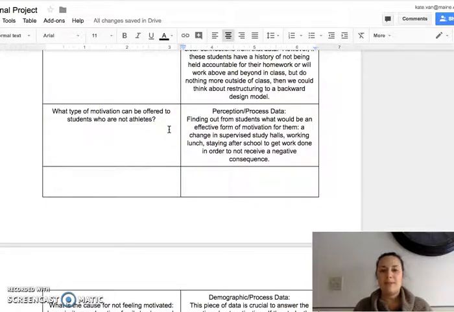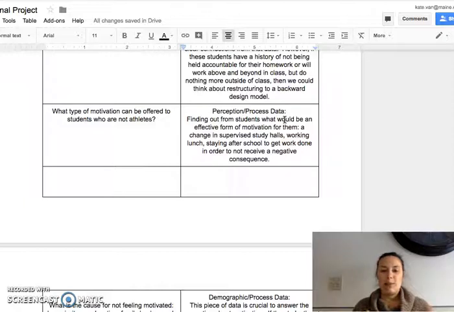And then the other question asked, what type of motivation could be offered to students who weren't athletes? This is a little bit of a struggle. So obviously a perception process data would need to be collected. Typically, students who are athletes are the ones who are more motivated because they know that eligibility is riding on whether or not their homework is completed and their habits of work. However, we don't really have a process in place for students who are not athletes and what happens to them if their habits of work score is low. So right now, it is essentially up to each individual teacher and how they want to handle it.